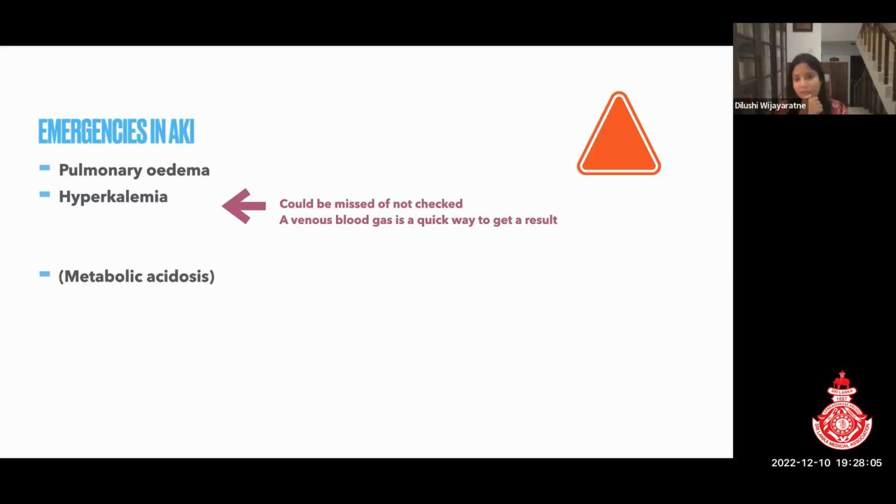And a venous blood gas is probably the quickest way to get a result. So it's not enough to just send the blood test. You also have to trace the report and see whether it is safe, because patients can die of hyperkalemia.